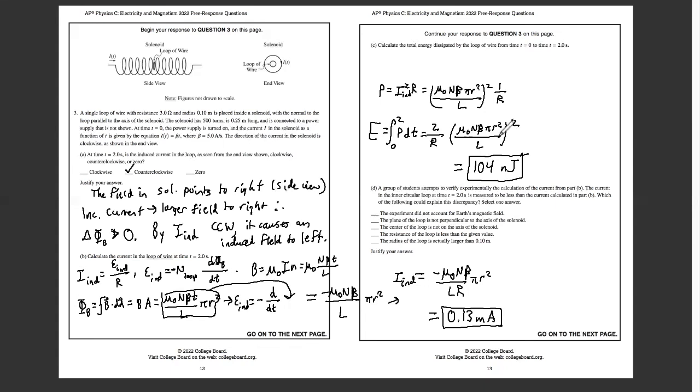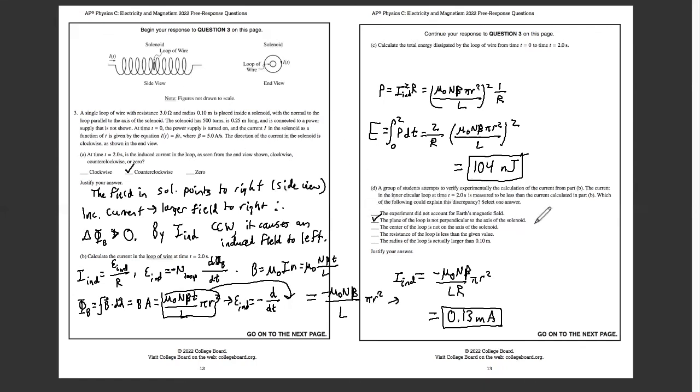All right, so for part D, a group attempts to experimentally verify the calculation, and they find that the current is measured to be less than the current that we calculated. Which of the following could explain the discrepancy? You can go through a similar process of elimination if you want to. The answer is actually choice B.